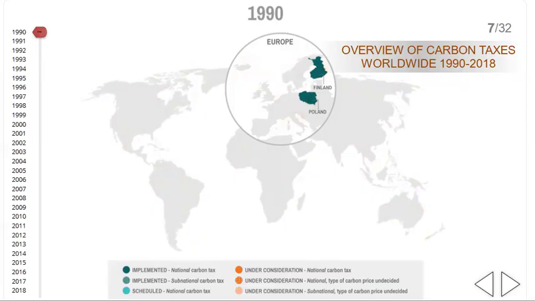At the same time, many jurisdictions have been gradually reducing their reliance on income and corporate taxes and using the tax system to achieve various policy goals beside raising revenue. Use the slide bar on the left to see the evolution of carbon taxes since 1990.